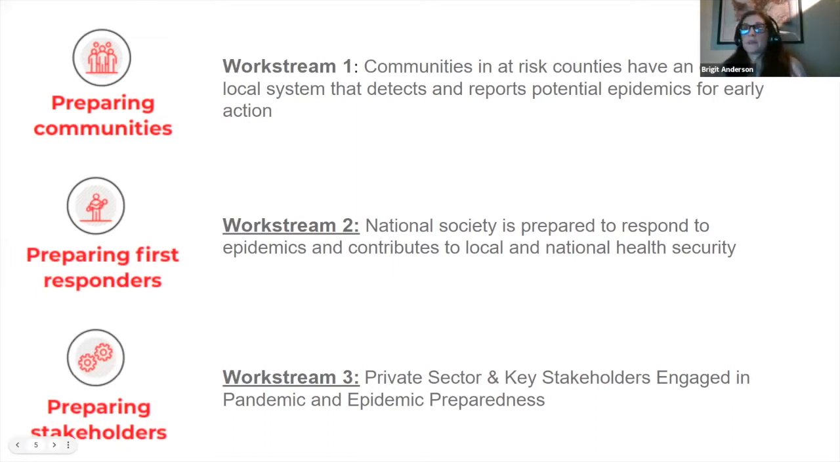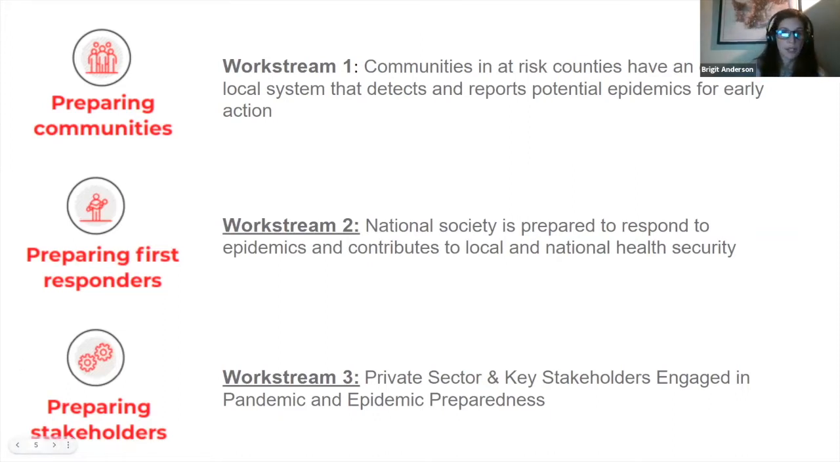Workstream 1, as we see here, is preparing communities. This is where communities in at-risk counties have an effective local system that detects and reports potential epidemics for early action. One of the key activities of this is CP3's community-based surveillance program.